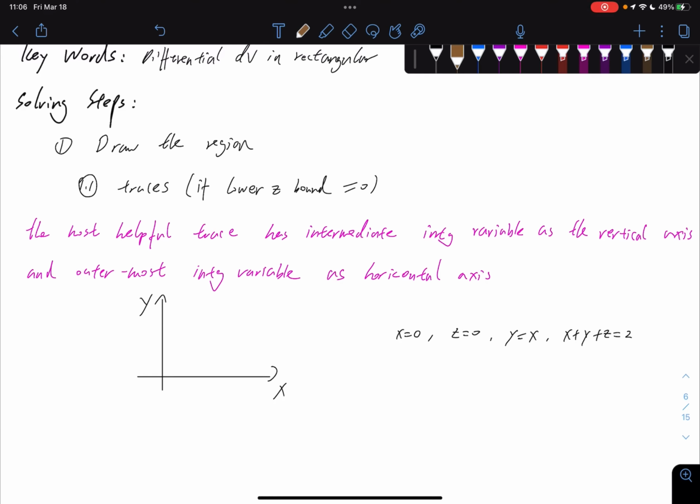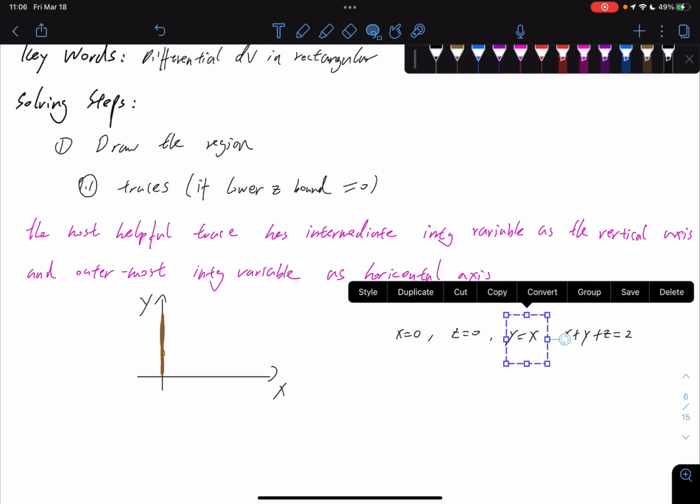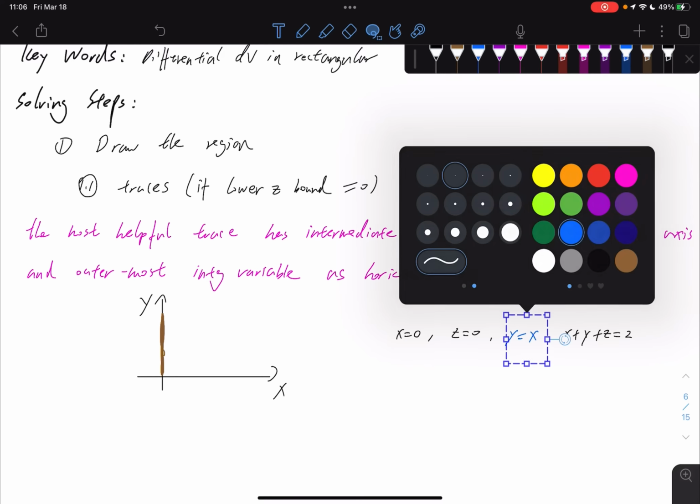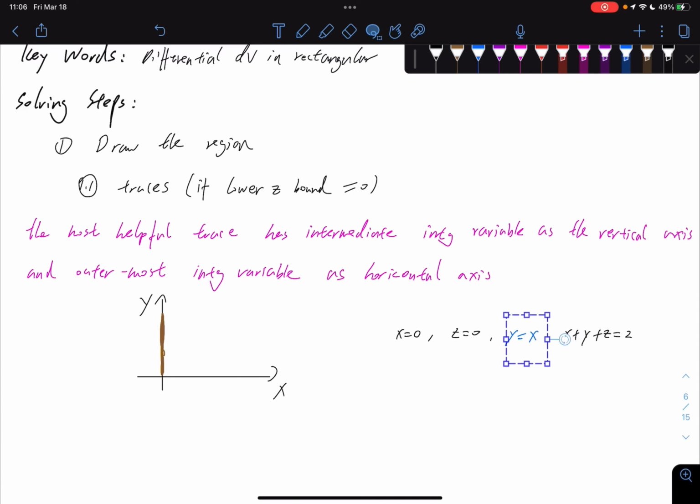So x equals 0, right? So x equals 0 is right here. And then z equals 0, of course, we cannot show that in our xy trace, but it will be helpful later. Y equals x, let's label this as blue. So that will look something like this. Y equals x.